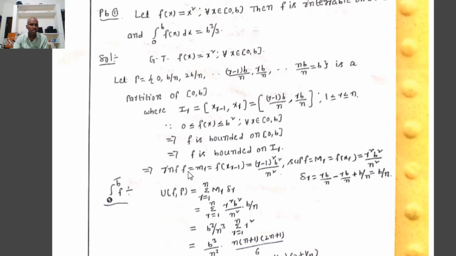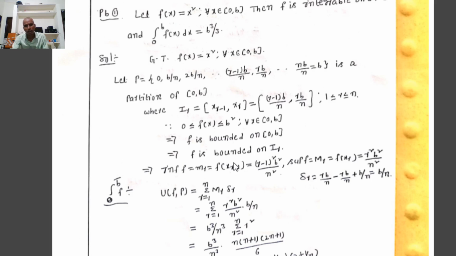That implies f has an infimum and a supremum on I_r. Now we let the infimum of f, m_r, equal f(x_{r−1}), where x_{r−1} = (r−1)b/n. Substituting x = x_{r−1} in f(x) = x², that equals (r−1)²b²/n². Similarly, the supremum of f, M_r, equals f(x_r), where x_r = rb/n. Substituting x = rb/n in f(x), f(x_r) = r²b²/n².